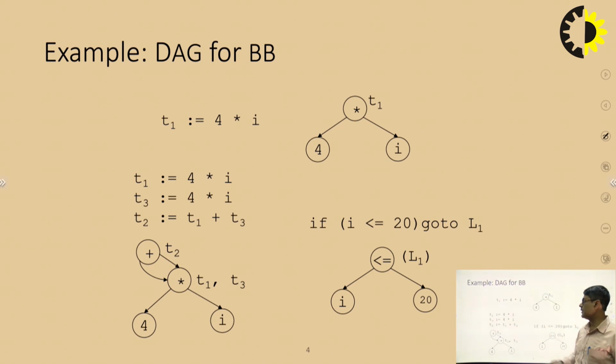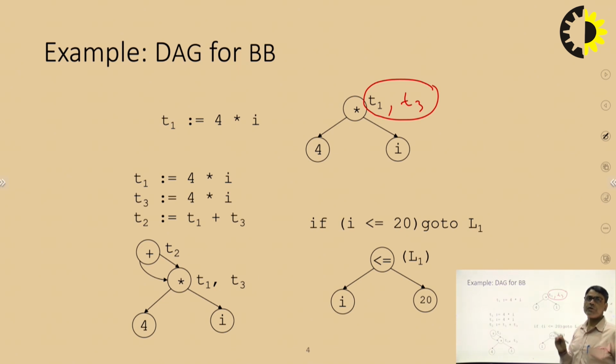So like this example, T1 equals 4 into I, T3 equals 4 into I. There are two particular variables given. If you want to design the DAG for these two separate entities for different programs, then it will be okay. But for one program, T1 and T3 will be used in the same place. And here the important analysis is that T3 and T1 definitely compute the same value.